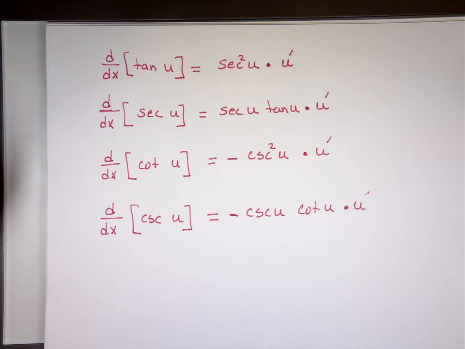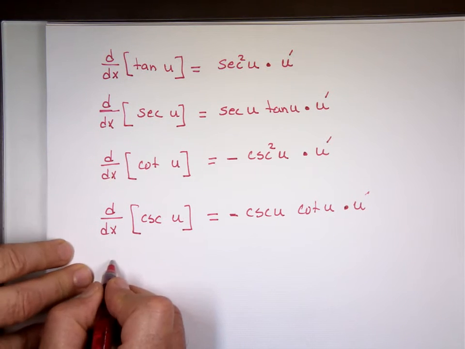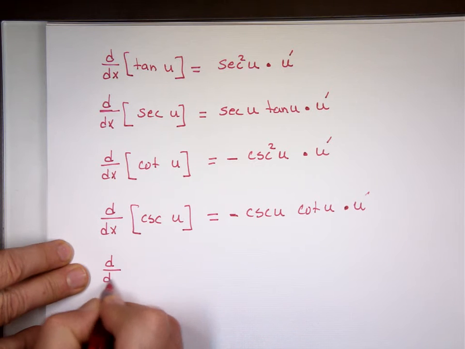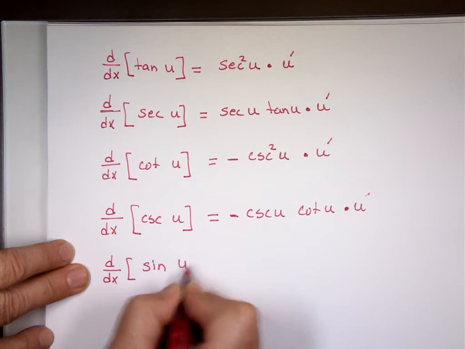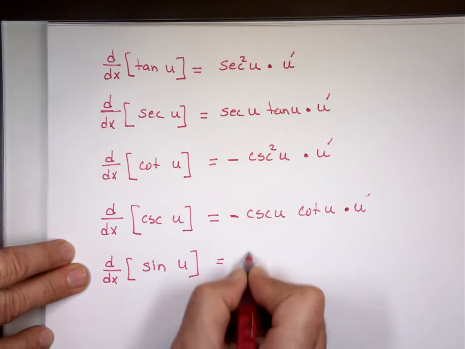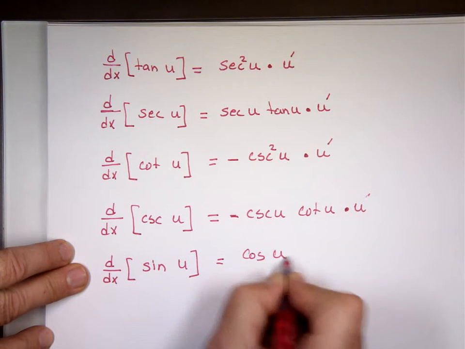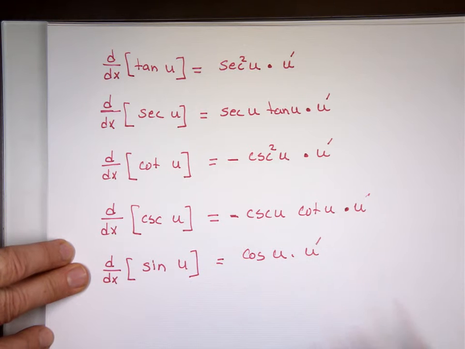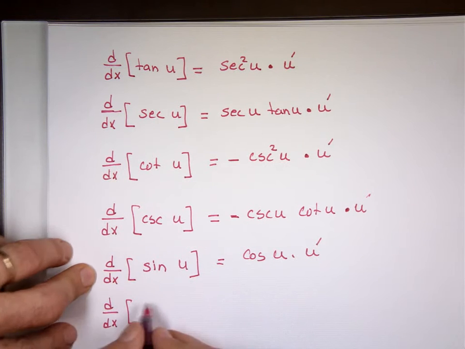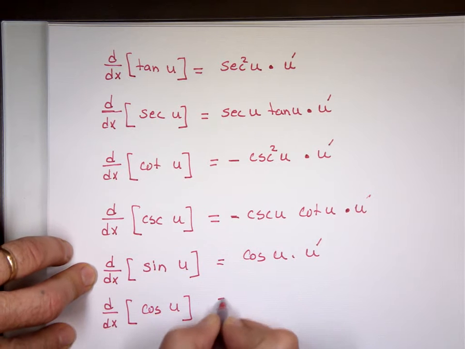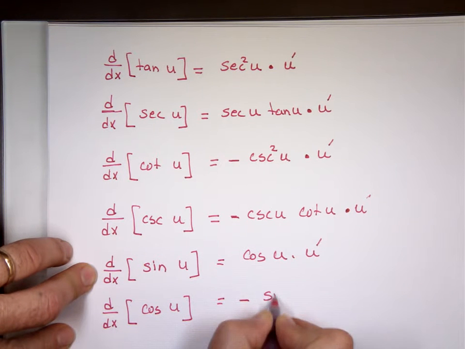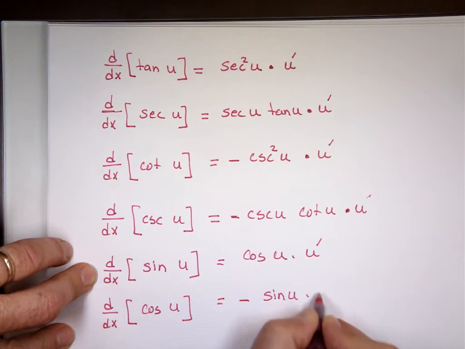Let me put the sine and cosine. Maybe you'll notice something to help you memorize positive and negative. We said the derivative of sine of u is what? Cosine u times u prime. The derivative of the cosine of u is what? Negative sine of u times u prime.